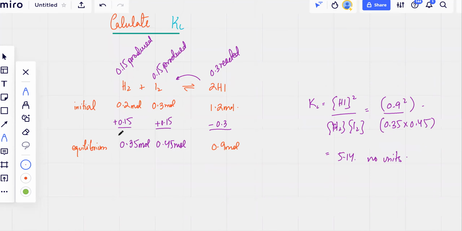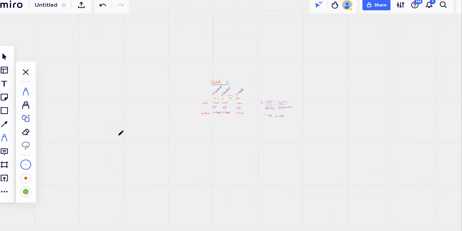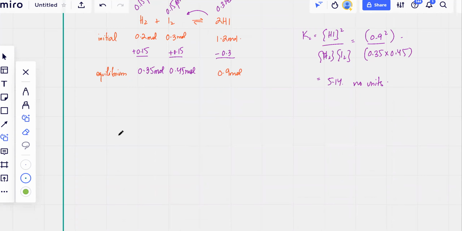Now that was the first type of question which you had to figure out. The second type of question that you're going to get is going to be that Kc is known, and you're supposed to find the equilibrium concentrations. So Kc would be known.